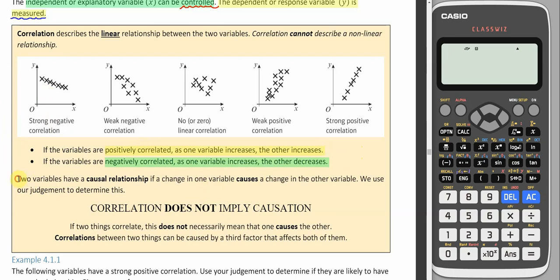Next up, two variables have a causal relationship. Please don't misread that as a casual relationship. Definitely a causal relationship. If a change in one variable causes a change in the other variable. And very importantly, we use our judgment to determine this.